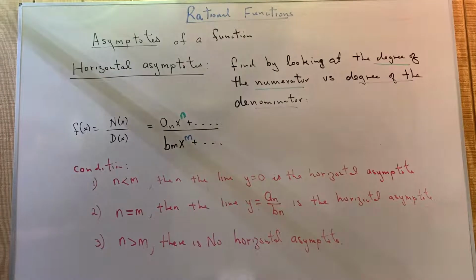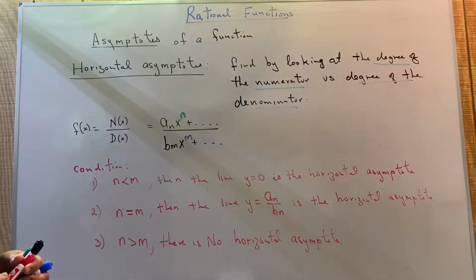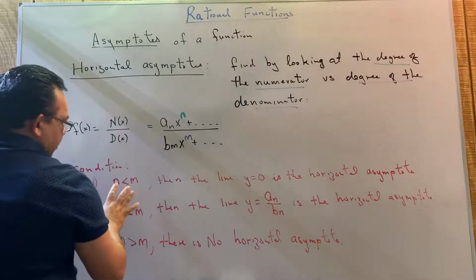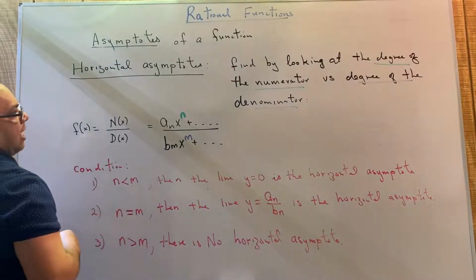So horizontal asymptote, in my opinion, is sort of very easy to see. It's more visual than anything else. Okay? More visual. So I'm going to leave this here. I'm going to leave the conditions at the bottom. And let's see if we can look at an example.